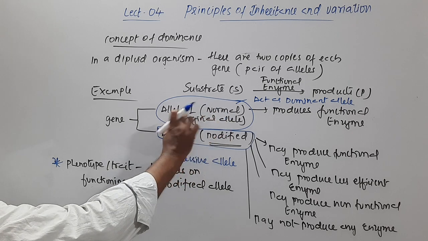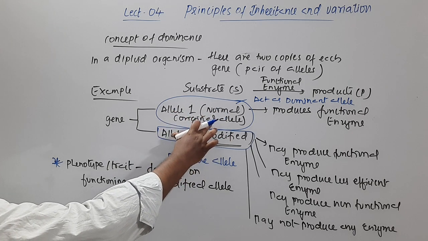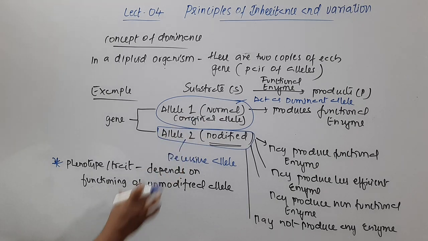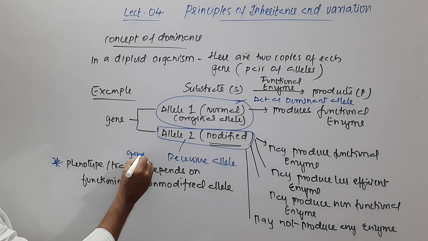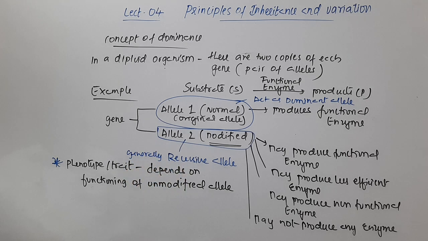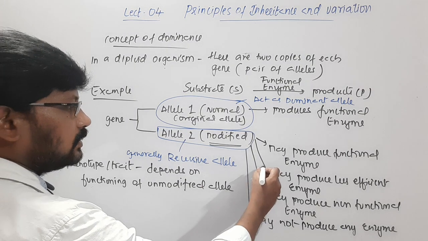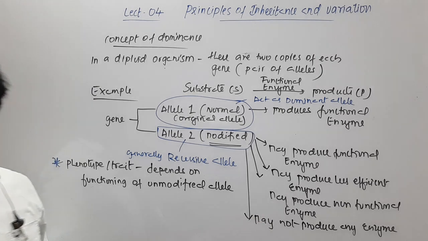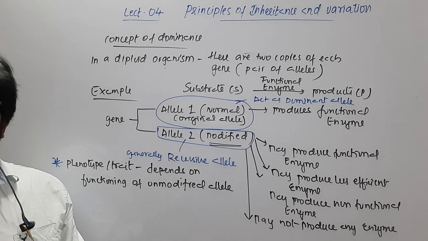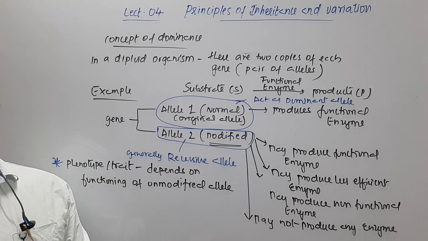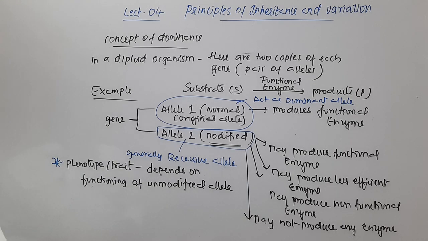Again I'll repeat. Allele 1, that is the original one, will act as dominant, and the modified one is generally recessive, so it will become the recessive allele, and that recessive allele has several possibilities. To understand this we need to know the molecular level, which we will understand in the next chapter. At present, keep in mind that the normal, unmodified allele will be the dominant, and the modified one will generally become recessive.